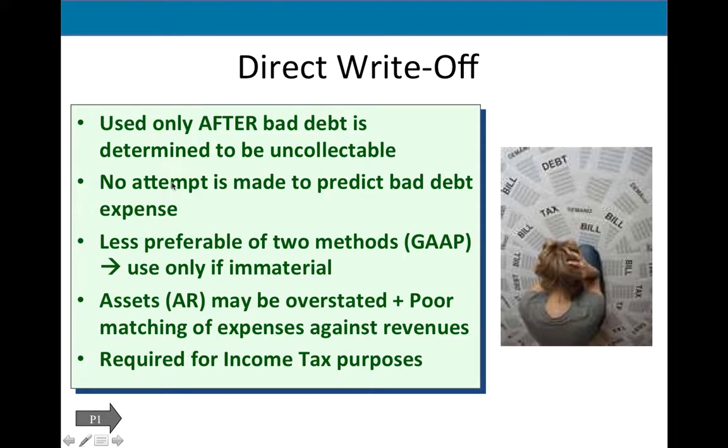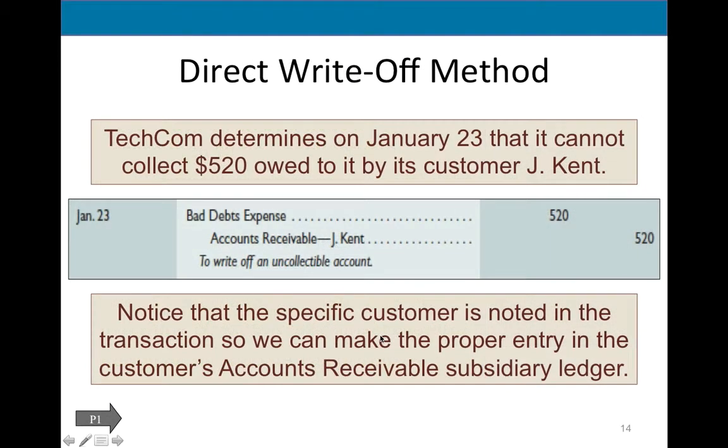You cannot use it because we do not attempt to predict bad debt expense, and therefore we break the matching principle. So as a result, usually our assets are too high. If we use the direct write-off, our accounts receivable impact assets and they're too high, and my expenses are not matched with revenues. So there is no adjustment. Here I had a sale in December, right? We recorded the sale. In January, this customer, J. Kent, cannot pay me $520. So this is what I make. This is direct write-off. This is my journal entry.